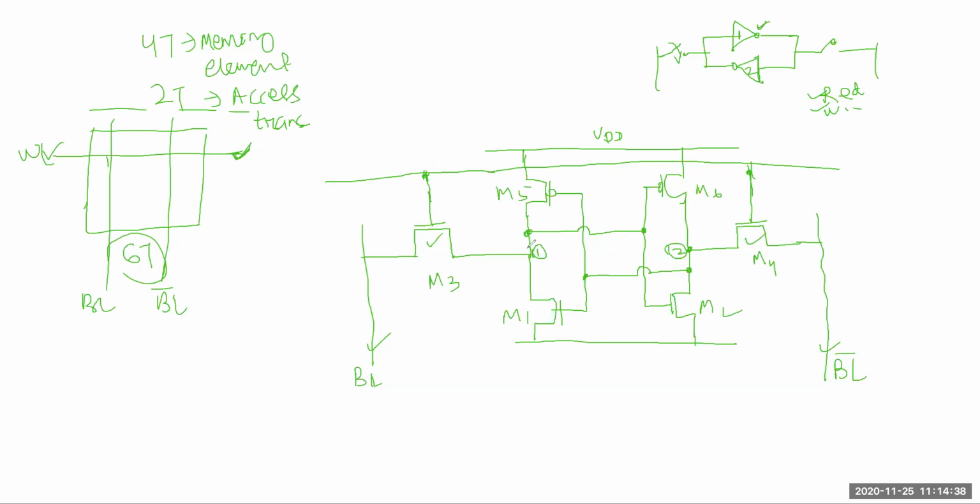Read means you will read this value. This is a memory element. How many times will I say this is a memory element? That means if it's 1, it's 1, if it's 0, it's 0, as long as power is there. That means you are storing 1 bit here. 1 bit is either 0 or 1. So if it's 1, this memory cell stored 1. If it's 0, this memory stored 0.